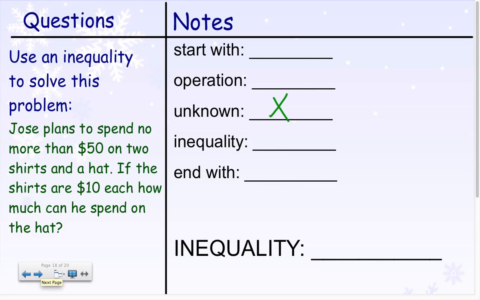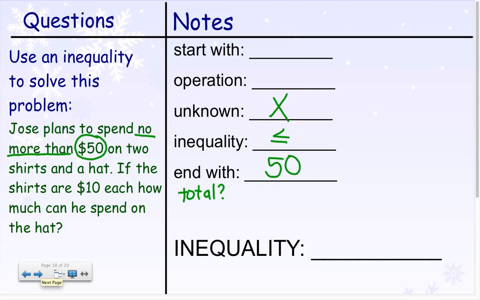Inequality. This time they give us an inequality, no more than. Meaning that's the most he can spend. No more than is less than or equal to. The total amount that he can spend is $50. So I'll put that here.